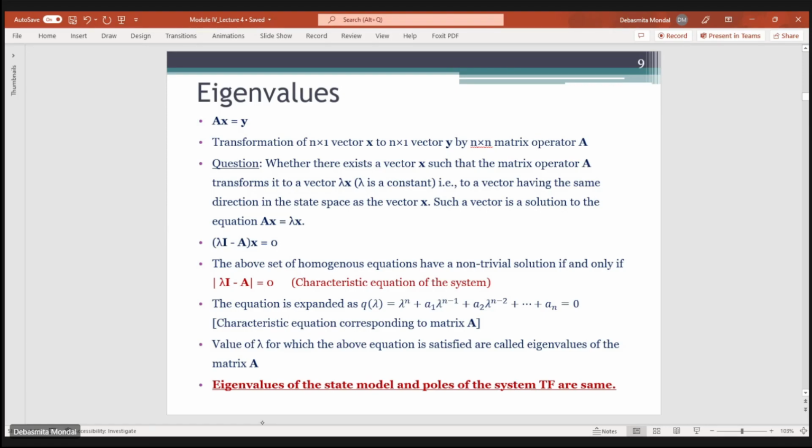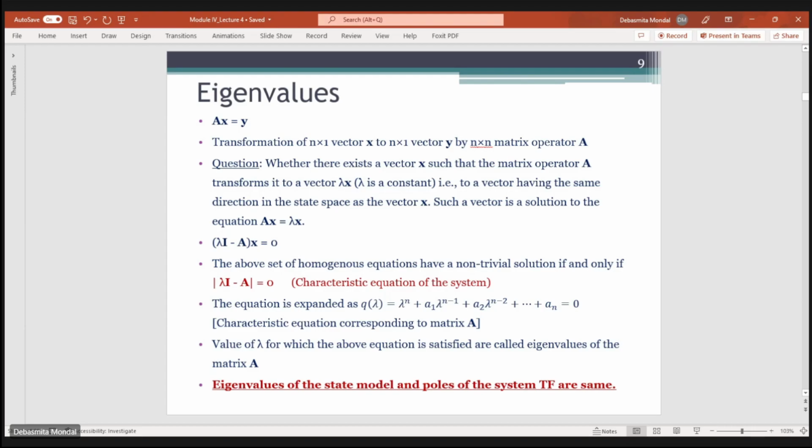Now let us take the equation Ax is equal to y. Here x is an n cross 1 vector, which is transformed to a vector y, also n cross 1, and this transformation is done by the matrix A, which is an n cross n matrix. If both x and y are n cross 1 vectors, then A is an n cross n matrix operator for this kind of transformation.